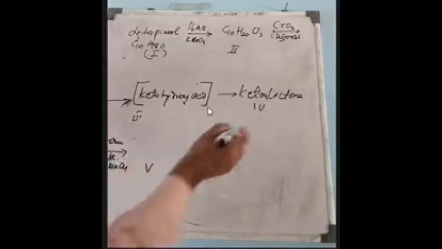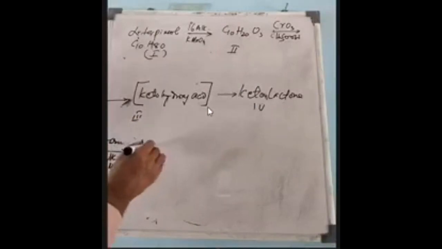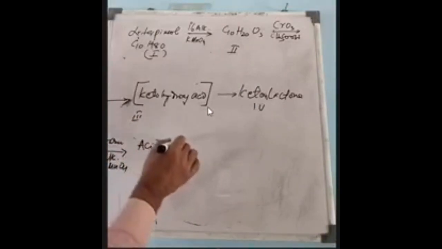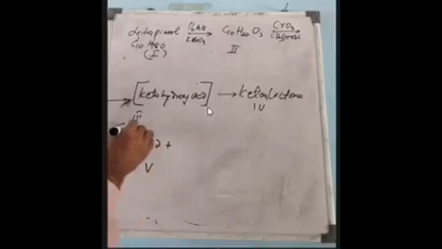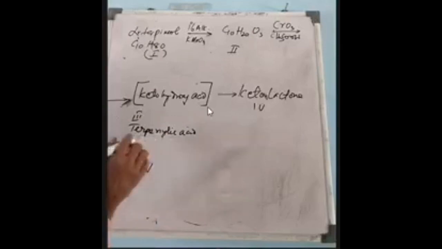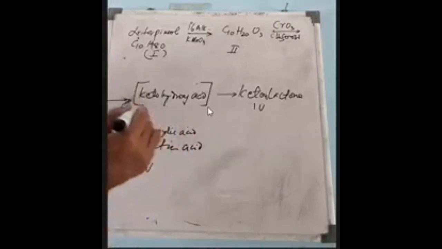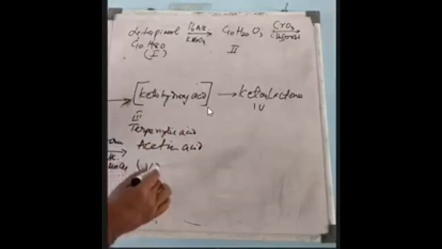So now, here's the compound number 5 or 4, and one acid was obtained, that acid plus acetic acid. Actually the compound was terpineolic acid, terpineolic acid was obtained. Along with this there was acetic acid. Terpineolic acid plus acetic acid, now we give the number 2, it is number 4.